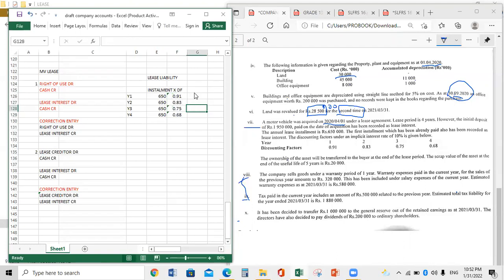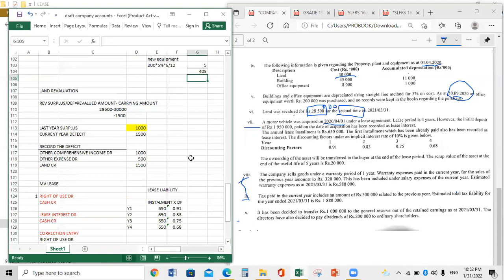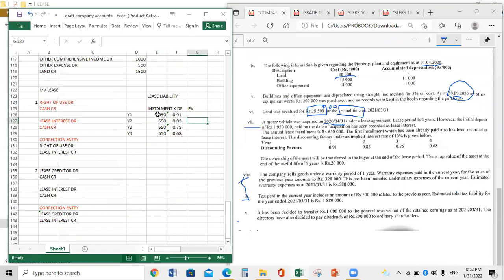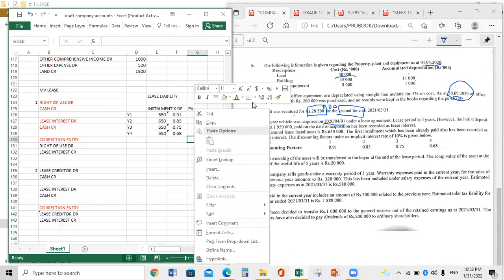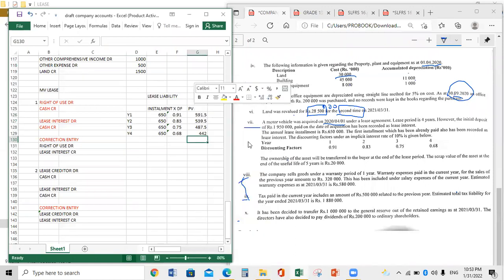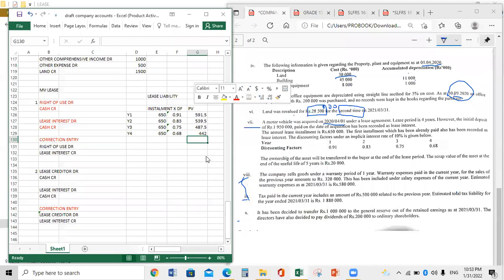So find the present value. The present value total will be the lease liability. Take your calculators and quickly find the present value. The total of the present values which you get will give you the lease liability amount.